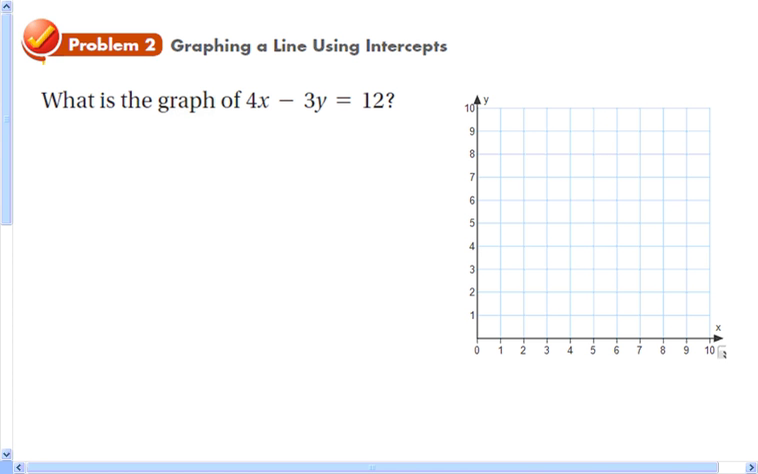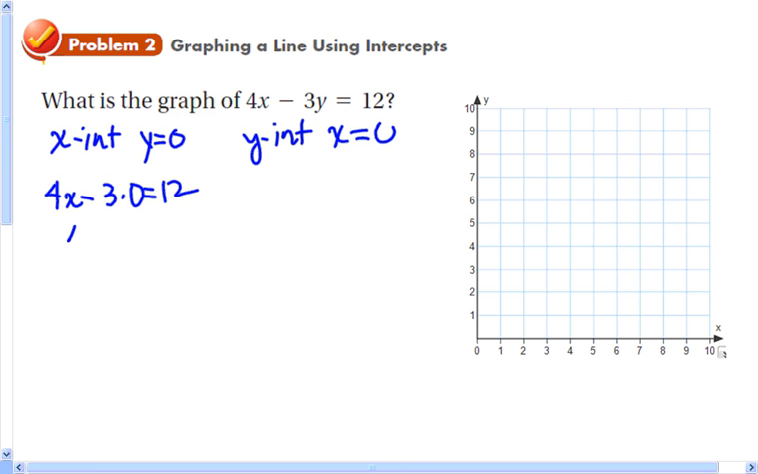All right, so if it's written in standard form, it's pretty easy to graph because there's 2 really easy points to find, the x-intercept and y-intercept. So we're going to find those. Remember, to find the x-intercept, we let y equal 0. And to find the y-intercept, we let x equal 0. So if I let y equal 0, then I'm solving this equation. 4 times x minus 3 times 0 equals 12. So 4 times x minus 0 is equal to 12. So 4 times x is equal to 12. So x is equal to 3. So that's my x-intercept.